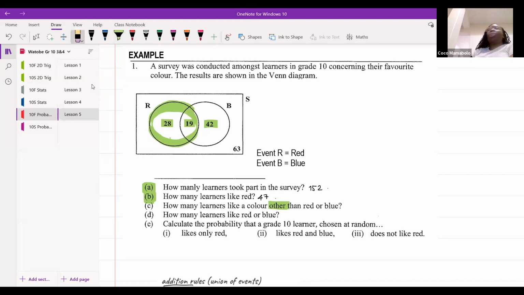Now it says, how many learners like a color other than red or blue? So how many students don't like red and don't like blue? Correct, that's 63. They like a color that is not red or blue, so that is 63.